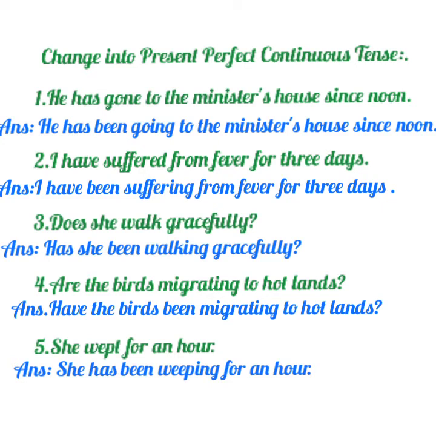This is present perfect tense, and the verb here is has gone. Gone is the third form of verb. We are going to change into ing form, so we have to go back to the first form, that is go, and when we add ing it becomes going. So the answer would be he has been going to the minister's house since noon.